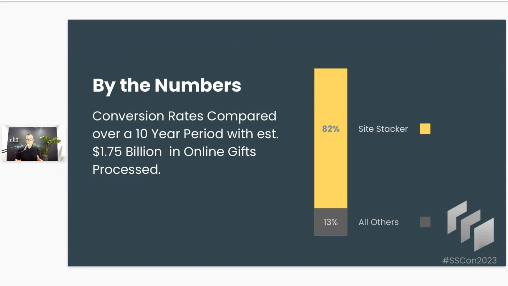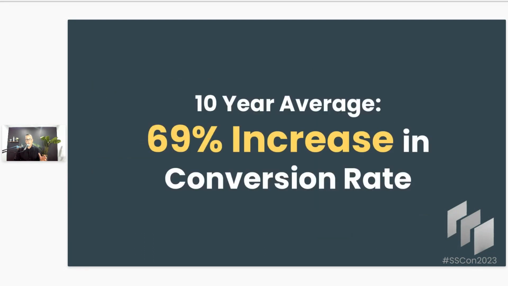In fact, we do an analytical evaluation for just about every client before they leave their old system, whatever that might have been, their old online giving and donor management system. We track what their conversion rates were before, and then later we come back and track what their new conversion rates are in SiteStacker. The difference, quite frankly, is staggering. All-time conversion rates for all other systems combined have been 13%, and in SiteStacker it's 82%. So there's a massive difference there. It reflects a 69% increase over 10 years and $1.75 billion of gifts. I'd say these numbers are pretty settled in. There's not a lot of variance in them anymore, and it allows us to be quite predictive about what's going to happen with online giving.